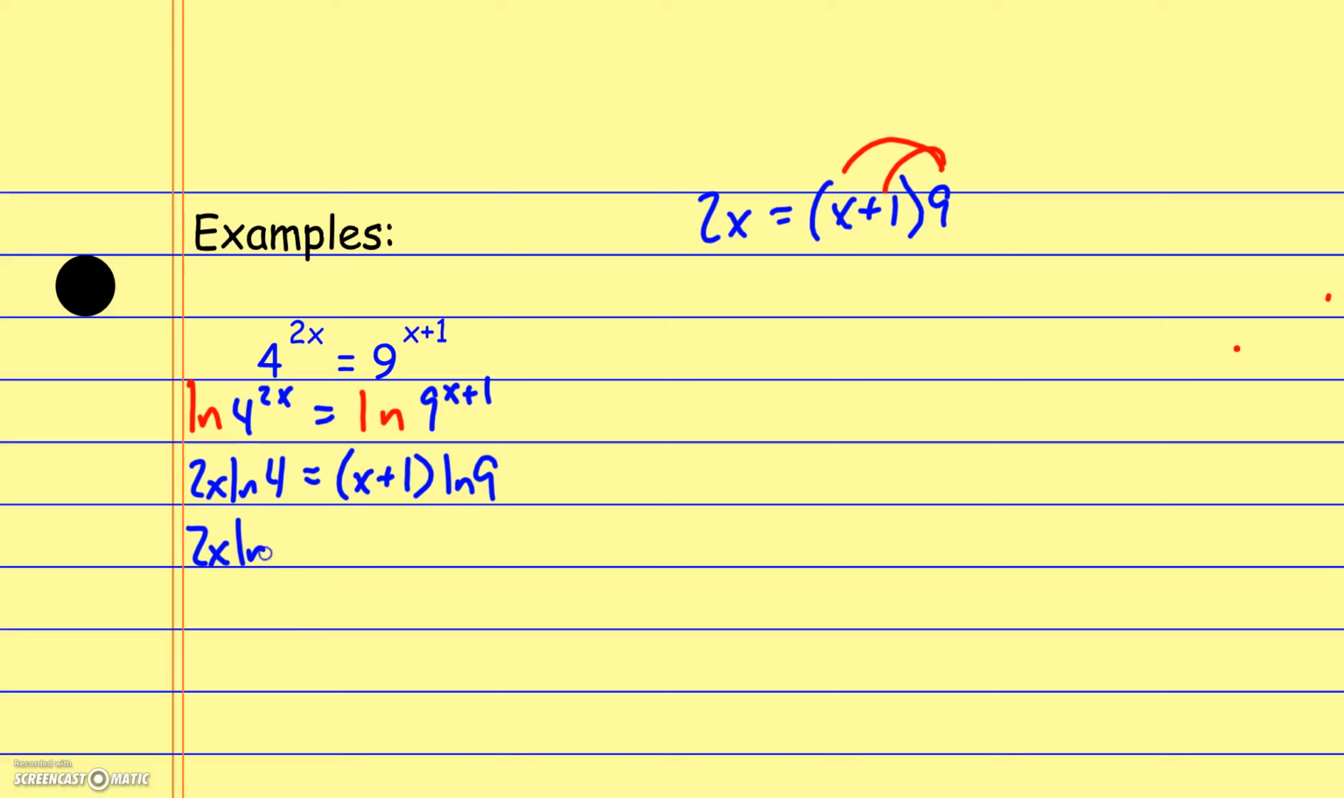I get 2x natural log of 4 equals, this is going to be an x natural log of 9 plus the natural log of 9, or 1 natural log of 9, all right? So when I distribute that, I leave it in terms of the logarithm, and that's pretty much it for that step, okay? So I can't really do anything else in terms of the distributive property.